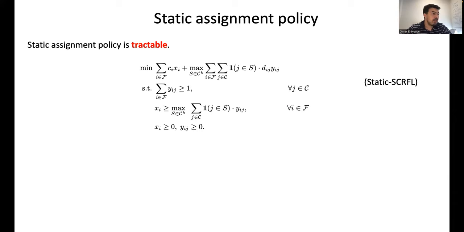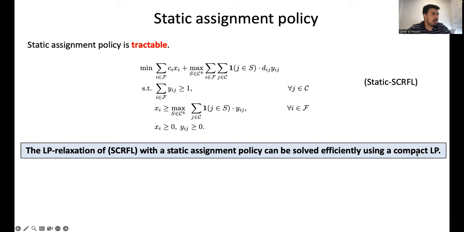But before that, I mentioned that a few times. I said that the static assignment policy is tractable once you get rid of the dependency of the scenario. You can solve the problem in polynomial time using a compact LP. Why? Well, this is the LP that you get when you restrict y_ijs to be y_ij. You still have this maximum over all scenarios, but you just have this indicator of j in S. The variable does not depend again here on S.